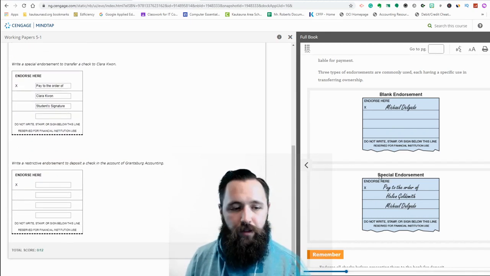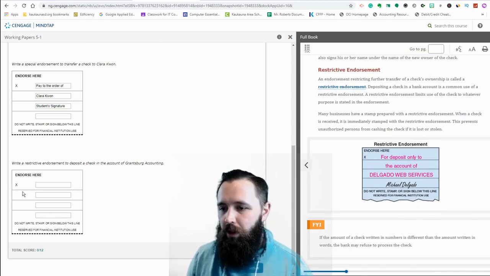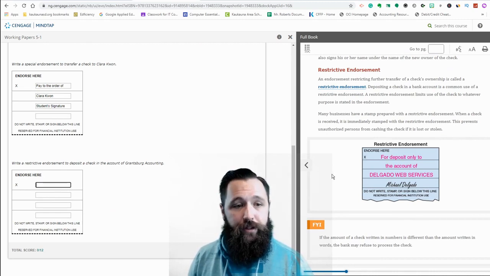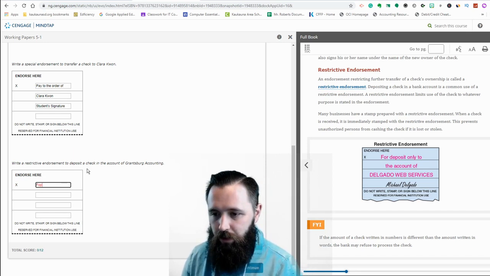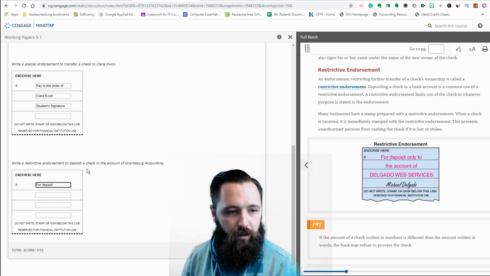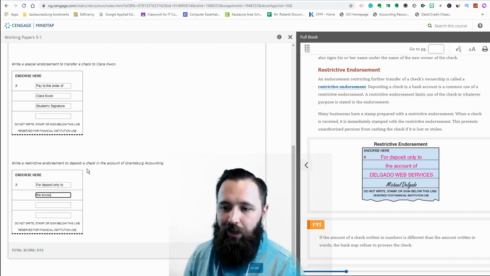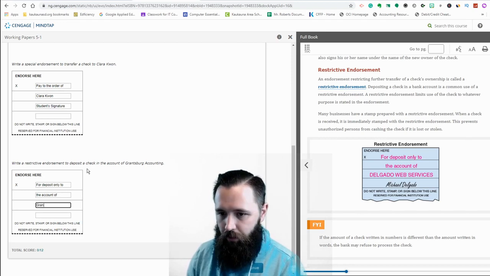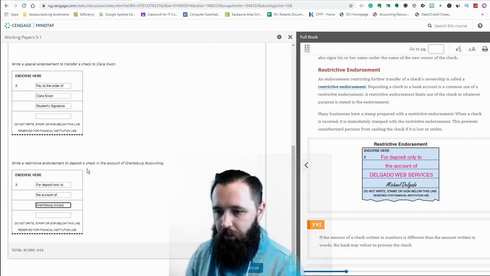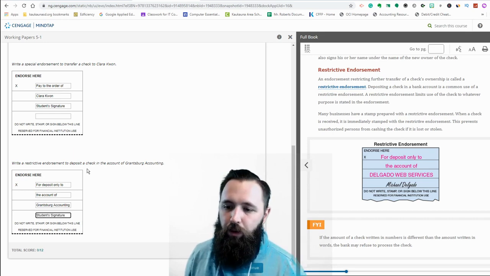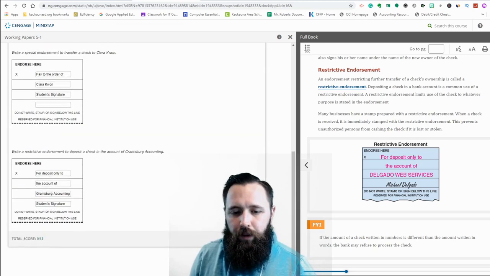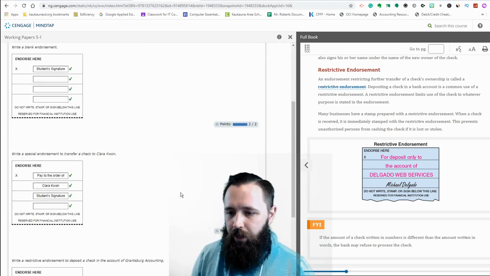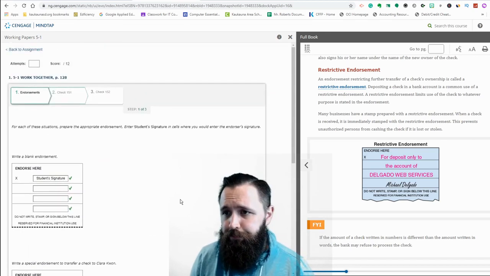Next, it says write a restrictive endorsement. Let's go down to restrictive. To deposit a check in the account of Grantsburg Accounting. Well, how do I do a restrictive endorsement for just depositing a check? Let's just copy this. For deposit only to the account of, and then now we have Grantsburg Accounting, and let's put in student signature. All right, let's see what we got here. Okay, looks all good, right? So there we are.